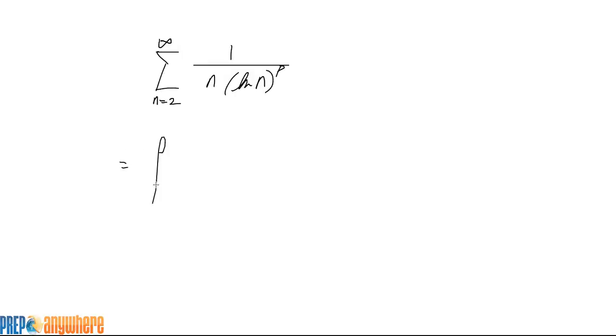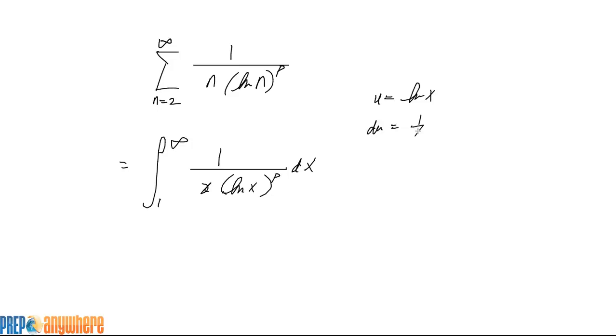Converting into the integral form, it's, let's say, the integral from 1 to infinity of 1 over x (ln x)^p dx. The obvious substitution, hopefully it's obvious, is u = ln x. So du is equal to 1 over x dx. Okay, so we have that right there.